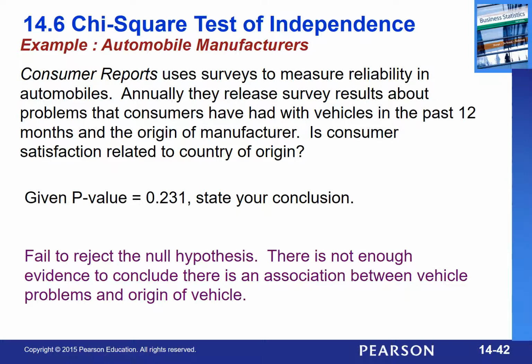Okay, so given the p-value, let's state our conclusion. Well, that p-value is pretty big. It's bigger than 5%. It's bigger than 10%. We're going to go ahead and fail to reject. So there's not enough evidence to conclude that there is an association between vehicle problems and the country of origin, which is good news for auto manufacturers who might care about which country their automobiles are getting manufactured in. So if you're worried about cost, yeah, you can go ahead and move it to a different country. Good times.